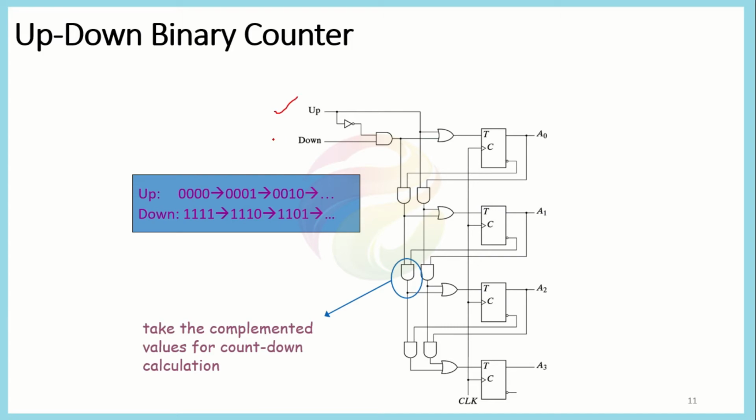Whenever the value of up is equal to 1, then this circuit would be behaving as the up counter, meaning its value will be increasing in this kind of pattern. And whenever we have this signal down equal to 1 and up equal to 0, then we would be decrementing in the form of this pattern. So we can combine both of them in the form of a combined up and down binary counter which could perform both kinds of operation.